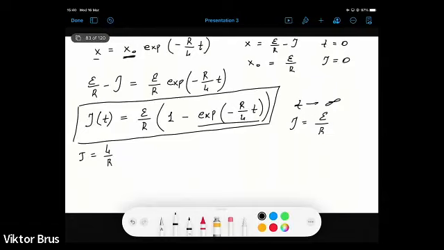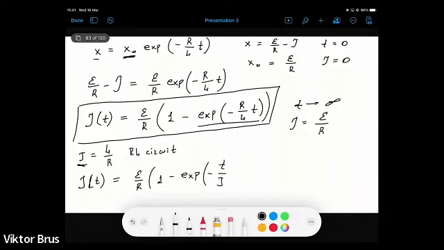And tau is called a time constant of the RL circuit. So if we introduce this parameter tau, then the function of electric current versus time can be expressed as epsilon divided by R, 1 minus exponent minus time divided by time constant tau, and we close the parentheses.